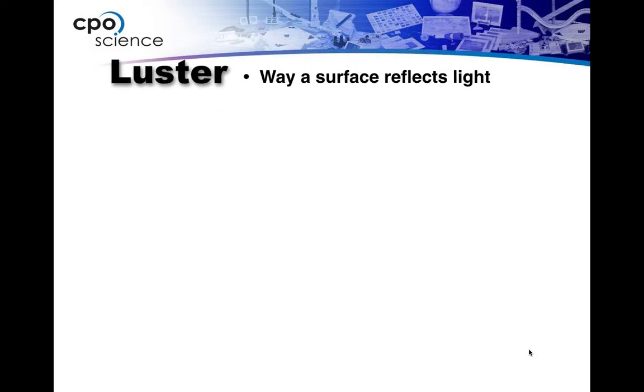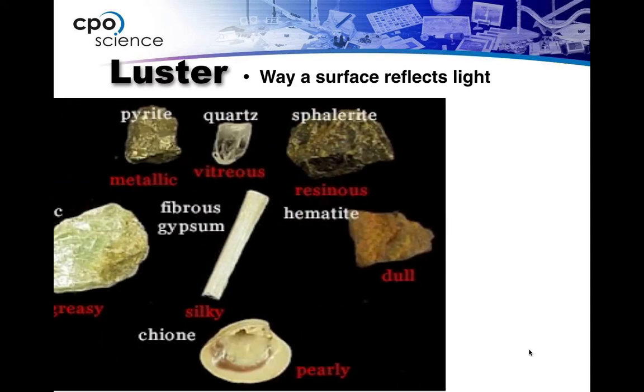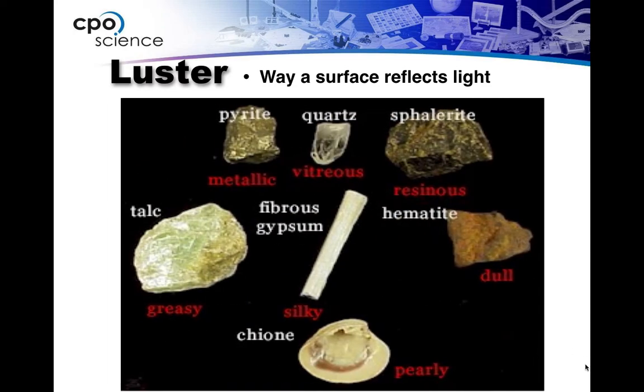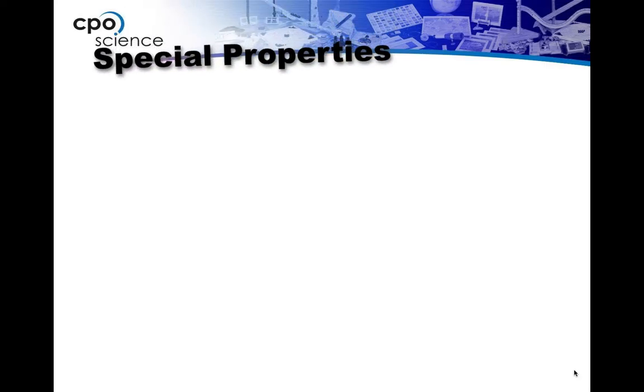Luster is going to be how a surface reflects light. So here's a slide that just shows us a few different types of lusters that we have. Talc is greasy. If it's vitreous, it looks more glassy to it. Resinous is more plasticky. Sometimes they're dull, like the mineral hematite. All of those things are what we call the mineral's luster, so how they reflect light. Metallic, that's another very common one. If it looks like a metal to it, think of like a chrome on a bumper, that's going to be a metallic luster to it.